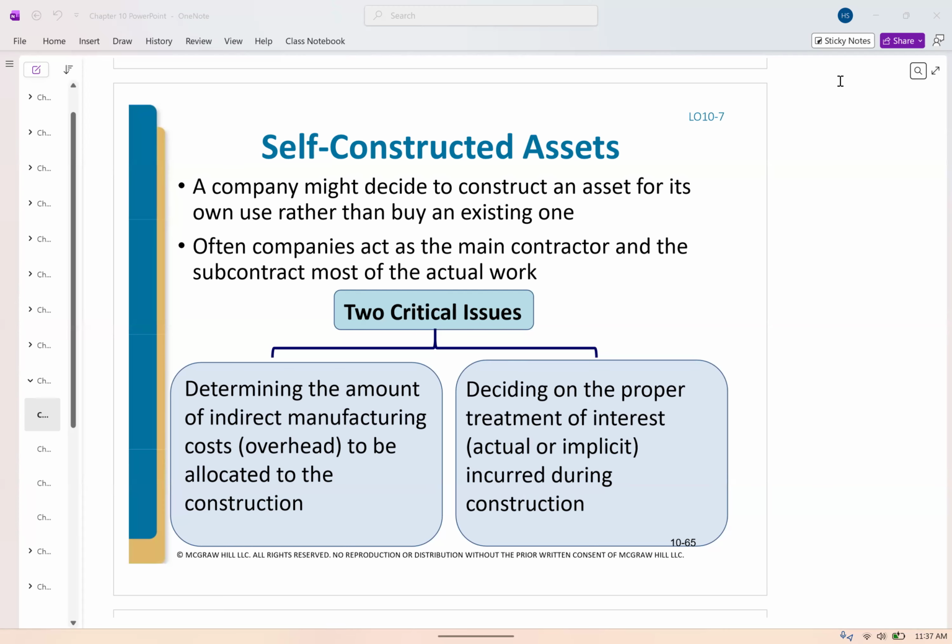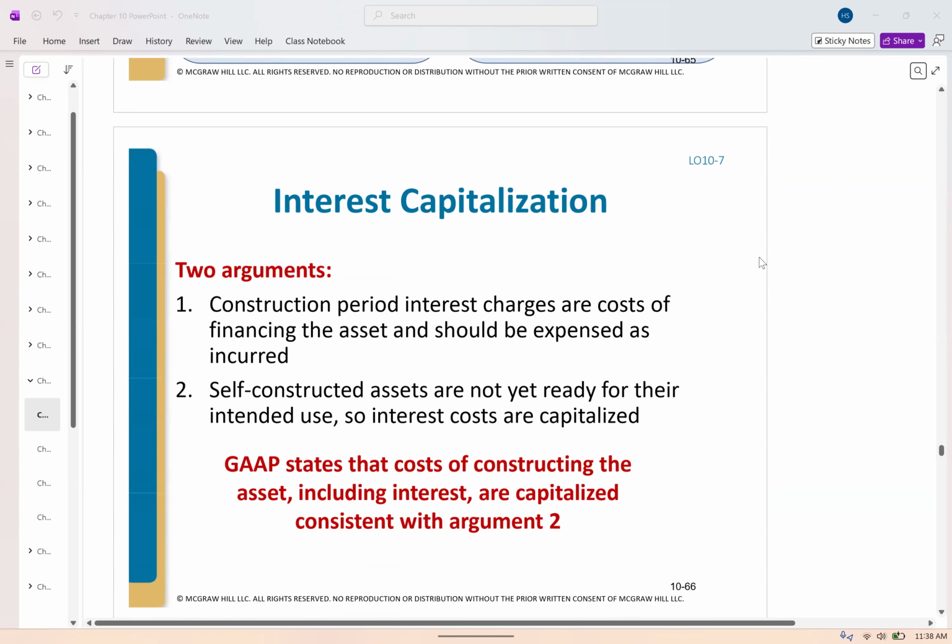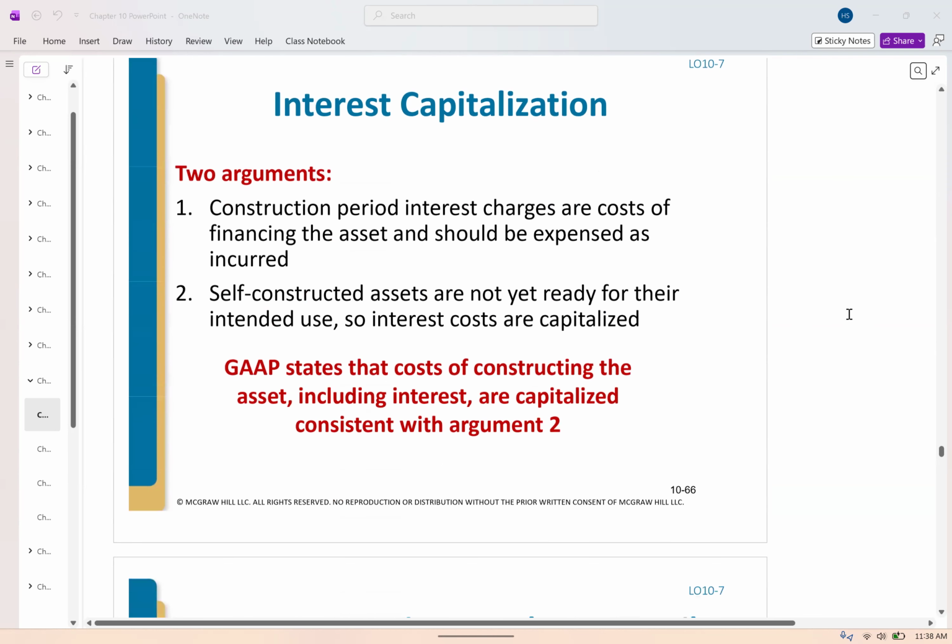All right, so we are looking at self-constructed assets, okay? When we have this construction period, and if we have a construction loan, we are talking about capitalizing interest from that construction loan into the actual asset, okay? Remember the definition: anything to bring it to its intended purpose is what gets added into the asset. So that's their justification on capitalizing the interest.